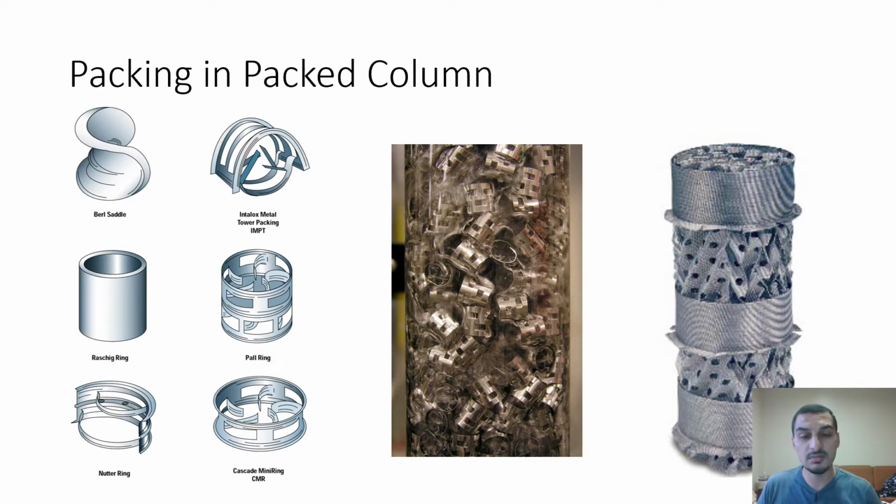By randomly, I mean that they are not put like Lego parts one by one. They're just put in a random distribution. As you see here, some of these Pall rings are put horizontal, some are vertical, some are at an angle. So it doesn't matter. They are randomly put inside the column, and that's why we call it a random packing.